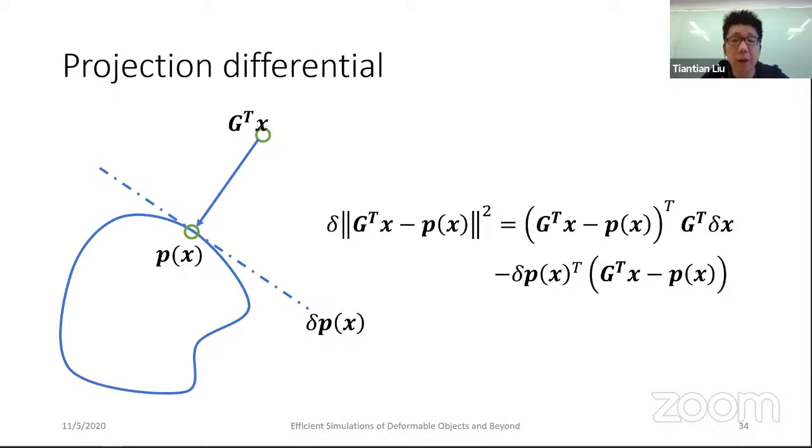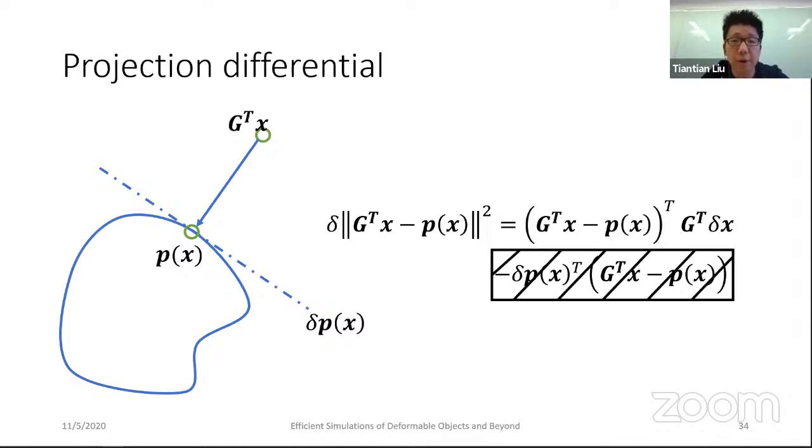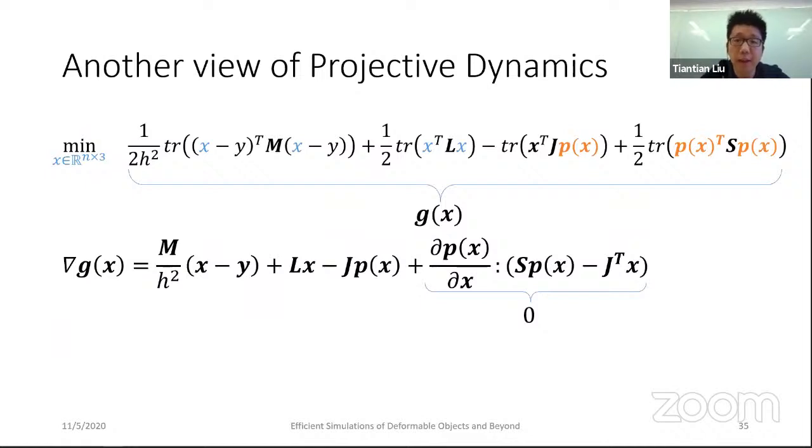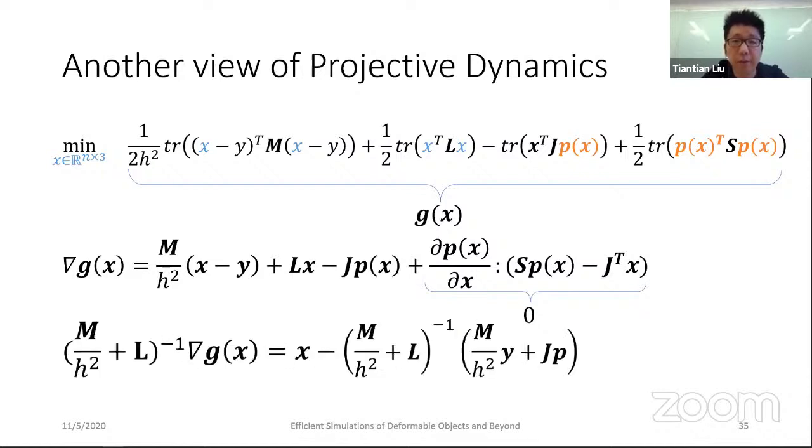To geometrically understand this, let's recall the meaning of our auxiliary variable P, which is a projection. Any perturbation along the line G transpose X minus P will not change Px. Or in other words, delta Px is always perpendicular to the line of G transpose X minus Px, turning this second part of the derivative always zero because those two terms are perpendicular. That is great. We can further left multiply the inverse of the matrix M divided by h squared plus L to both sides of the equation, which will give us something we already knew.